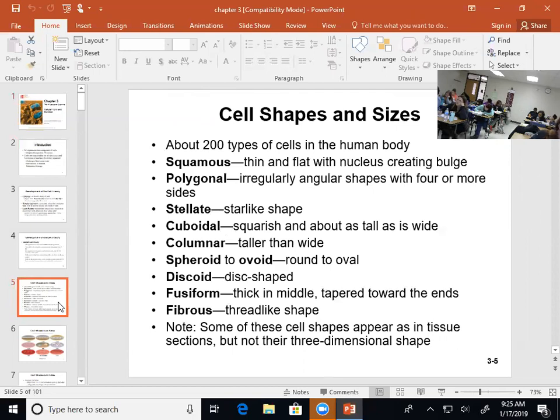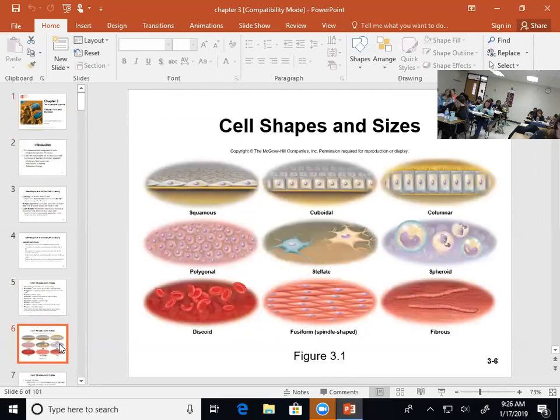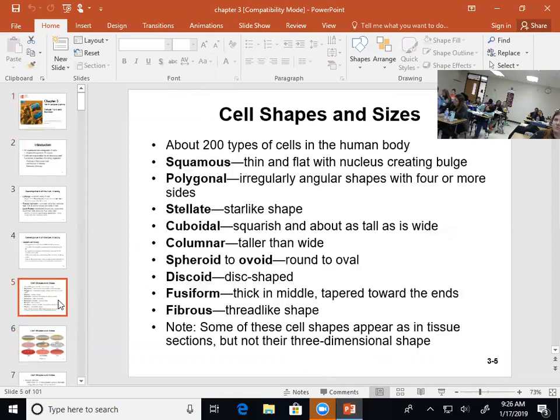We need to understand it wouldn't make any sense that they look the same, because there's over 200 different ones and they have different functions, and structure dictates function. So these are some of the descriptors that we use for cell shapes and sizes. And if you looked at some of these pictures, how many of you are visual learners and you like pictures? Me too. I'm a visual learner. I like graphics. I like pictures. I like colors. Colors help me to know things and remember things if I'm highlighting with different colors. So figure out what you need to do to get this, but definitely get this.